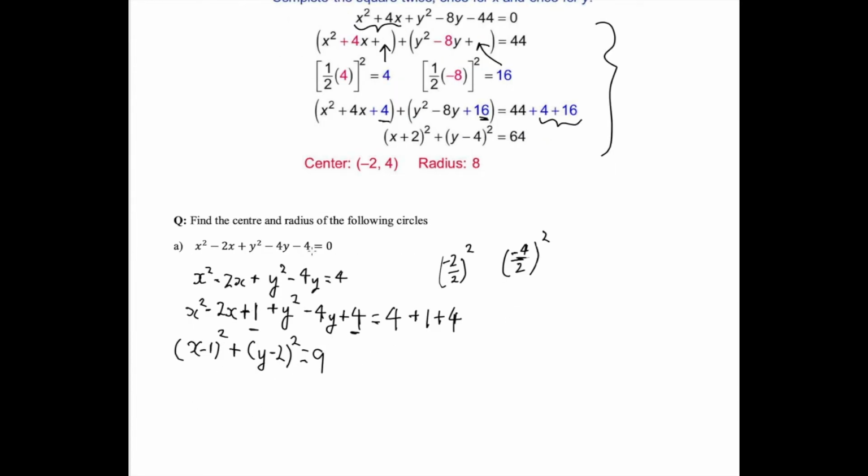Now this equation is written in this nice, neat looking form. We can find the center and the radius. So the center, remember what I said earlier, find the number that will make this whole thing 0. So x equals 1. Find the number that makes this thing 0, so 2. So the center is (1, 2). And the radius is equal to, well, the radius is the square root of 9, which is 3. So do not write 9 here.